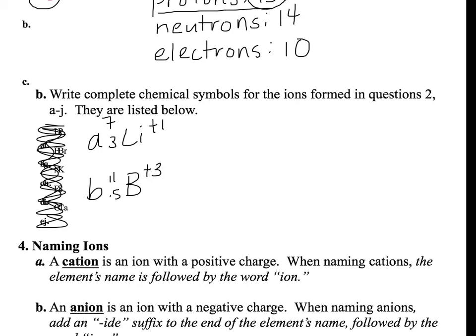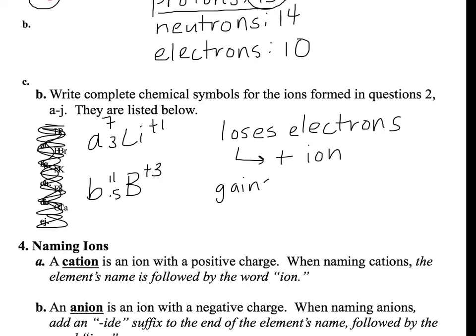You can go ahead and finish the rest, C through J again. Just remember the rule that if it loses electrons, it's going to be a positive ion. If it gains electrons, it's going to be a negative ion. So keep that in the back of your mind as you're doing these superscripts of positives and negatives. Pause the video and then we'll finish up the last section when you're done.